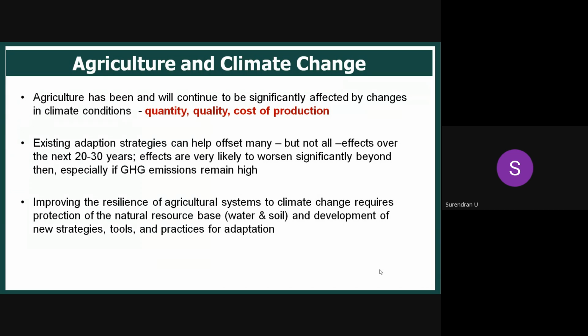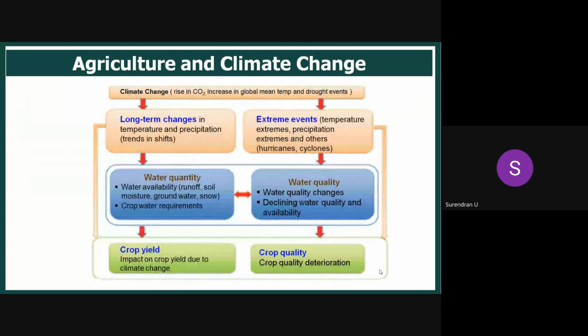But similarly, there is another issue: agriculture is also contributing to the emissions of GHG, which again further worsens the situation of climate change. So that also you need to control. At the same time, we should not lose our production. So improving the resilience of agriculture systems to climate change requires a protection of the natural resource bases and the development of new strategies, tools, and practices for adaptation.